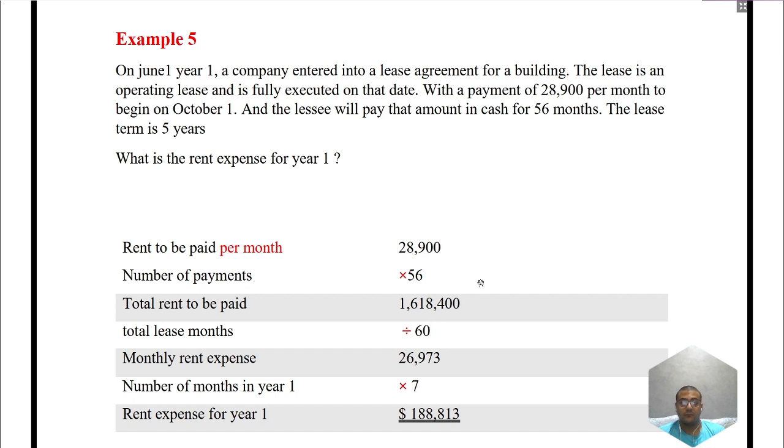Okay. And this is my total rent to be paid. What is the lease life in months? The lease term is 5 years, so you're going to take 5 times 12, which gives you 60 months. So I'm going to divide that by 60, which gives you the monthly rent expense. Okay. We have June, July, August, September, October, November, and December. We have 7 months in the first year. So I'm going to multiply the monthly rent expense by 7, which gives you the rent expense for the first year. Okay, $188,813.